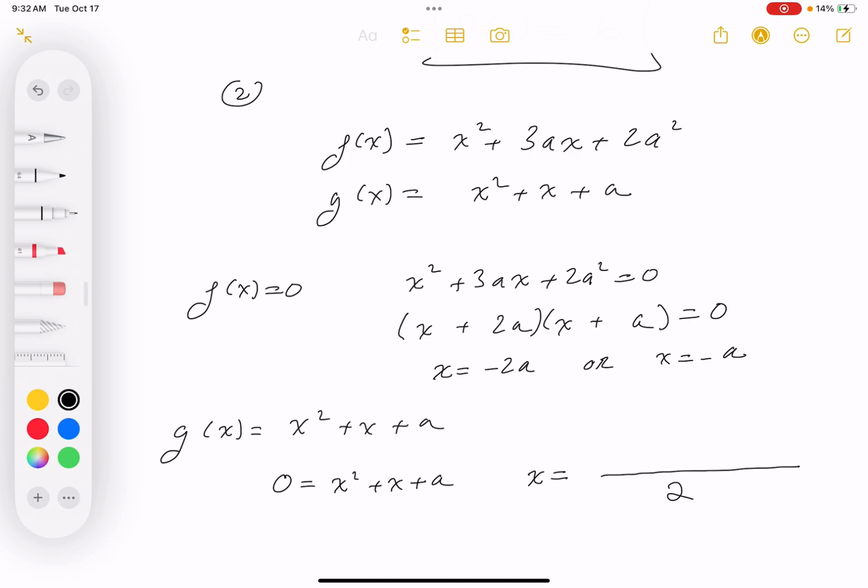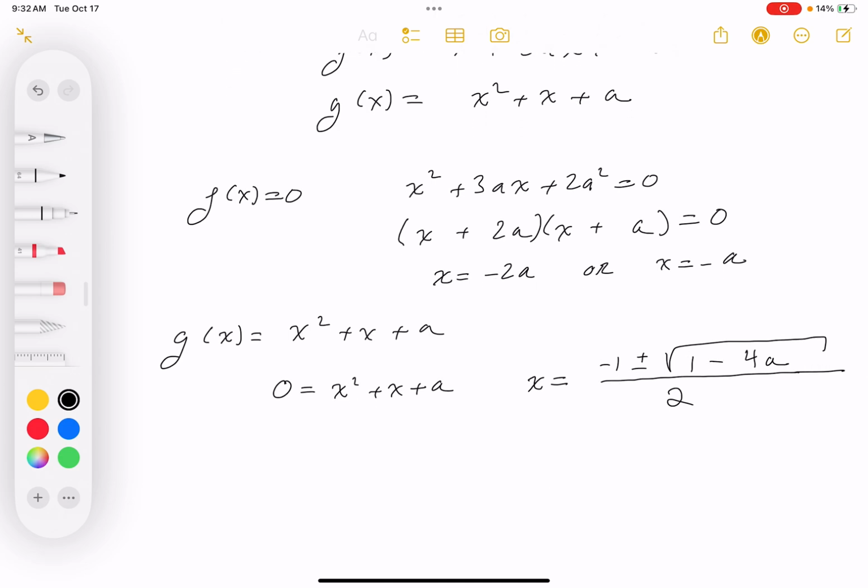It's going to be a 2 on the bottom, minus 1 plus or minus the root of the b squared, which is 1, minus 4 times a times c, and the c is the constant, by the way, so 4a. So I'm going to write this over here. The roots are going to be x equals minus 1 minus the root of 1 minus 4a over 2. And the other root, this is an or, by the way, x equals minus 1 plus the root of 1 minus 4a over 2.